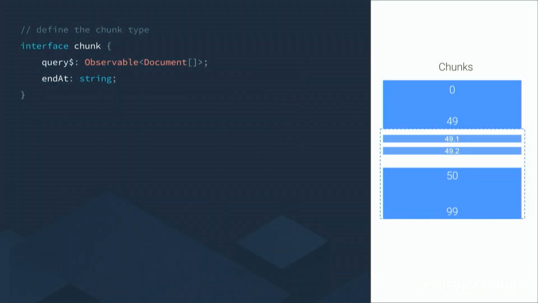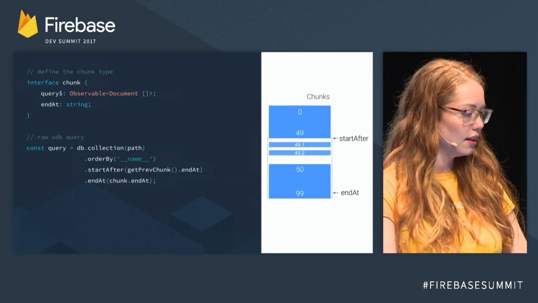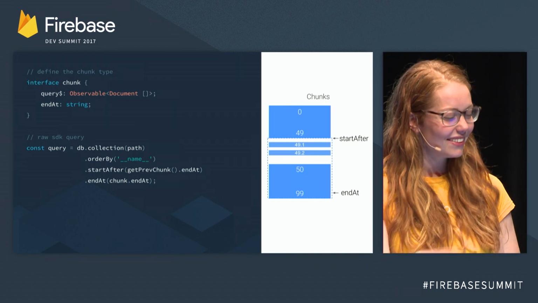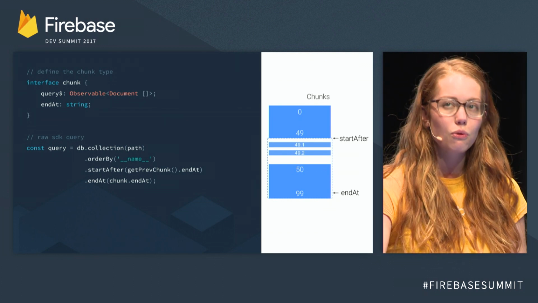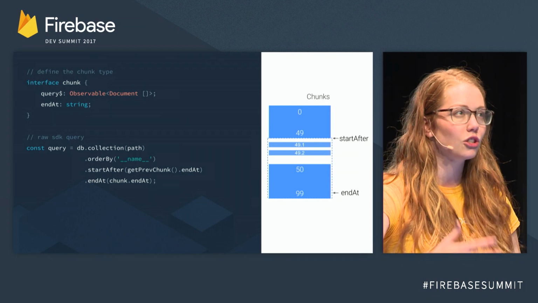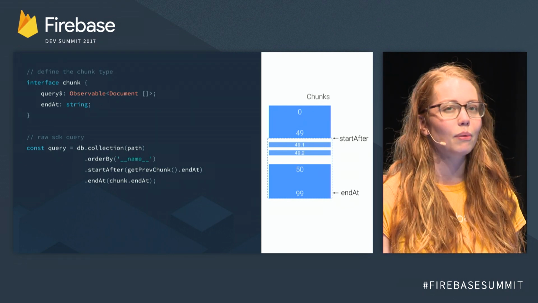So in code, we create our chunk interface. You can see it has a query, and also it has an end at. So this is how we represent our chunks in the code. Then we create a query on the next slide. We call db.collection of path. So we're keeping track of the path as we move through the Firestore UI. If you go in and check it out, there's actually a bunch of sub-collections that we handle really nicely. Out of scope for this talk, but we keep track of the path.